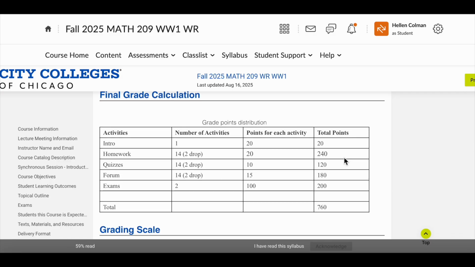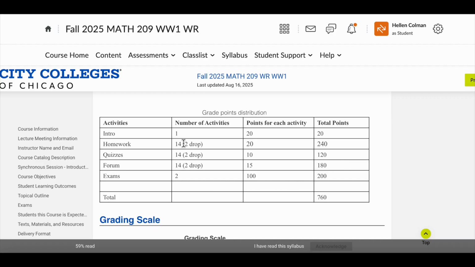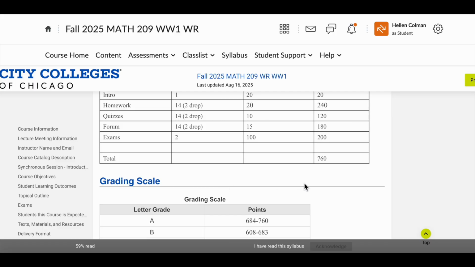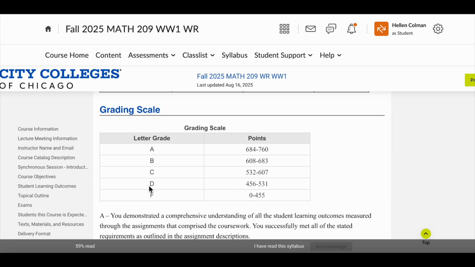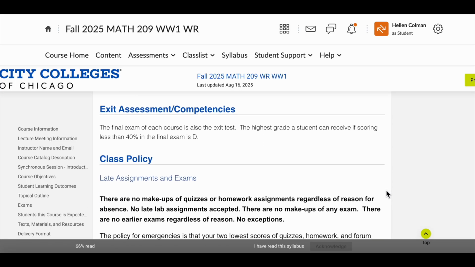Here in the final grade calculation, you have the points associated to each of the assignments. As I said before, the only assignments that are in this class are homework, quizzes, and forum, with the addition of the introduction that you have to do the first week, and also the exams that you have to do, a midterm and at the end. Otherwise, the fundamental work of this class is given in here: homework, quizzes, and forum. The total points in this class are 760, and depending on how many of them you get, these are the letter grade that you will obtain.